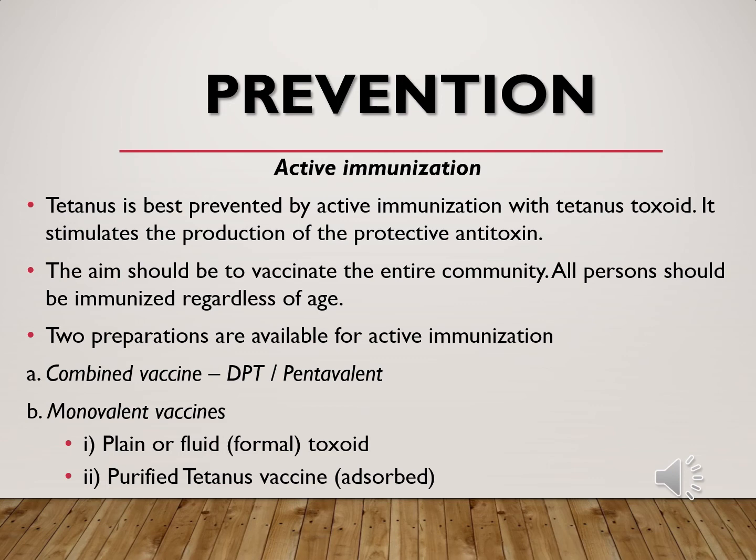And the next is monovalent vaccines. Monovalent vaccines are of two types: plain or fluid toxoid vaccines, and purified tetanus vaccines. Purified tetanus vaccines are preferred over the plain vaccines because they stimulate higher and longer lasting immunity when compared with plain toxoid vaccines. A primary course of immunization with monovalent vaccine consists of 2 doses of tetanus toxoid given at intervals of 1 to 2 months.